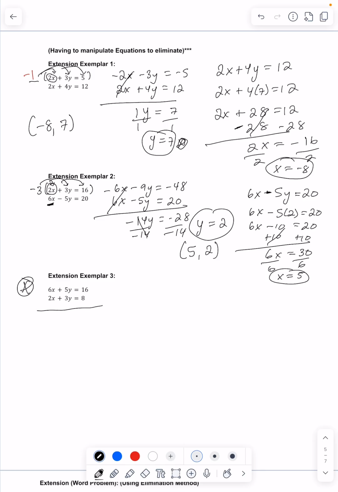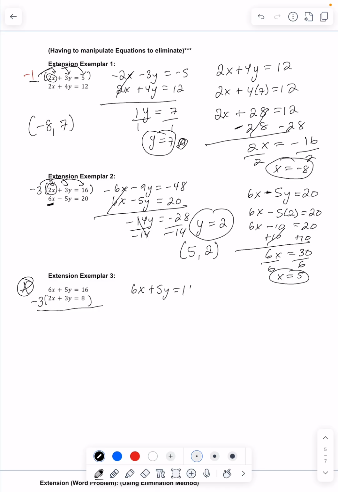So in this case, you should have realized, hopefully you chose the x's. You could manipulate this one, right? So this was 6x. So this one has to be negative 6x. So multiply by negative 3 to this bottom one. So I get 6x plus 5y is equal to 16. That's the top equation, right?